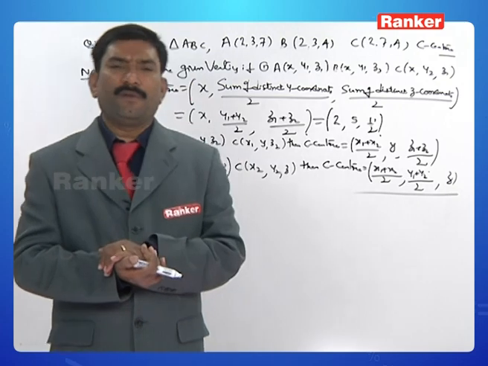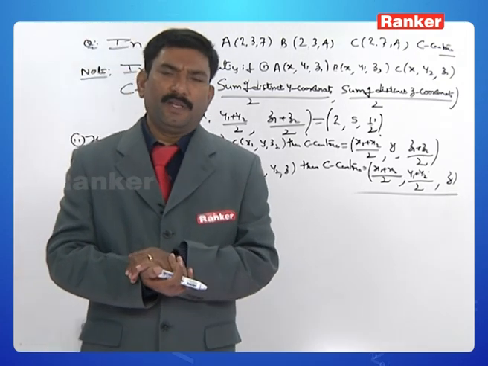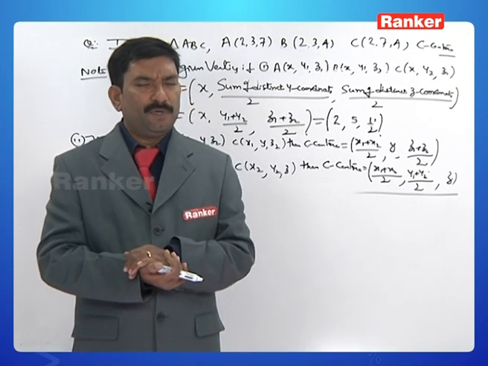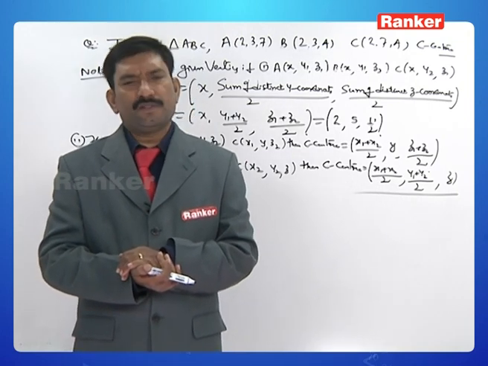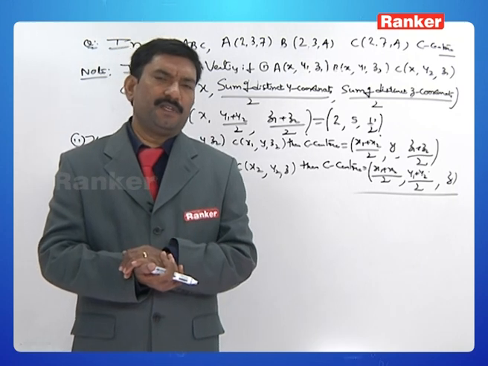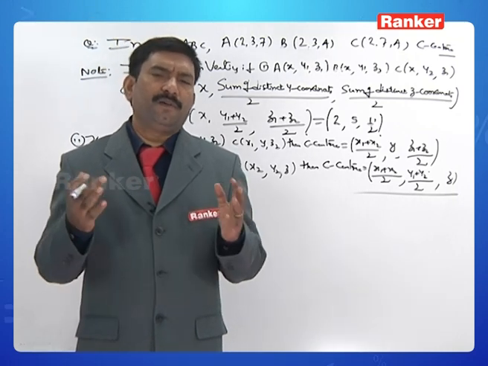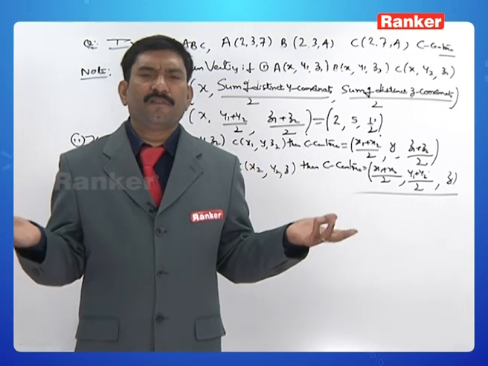Come on, find out AB bar, OB minus OA. Next, find the length, AB, modulus of AB bar. Next, BC bar, OC minus OB. Then modulus of BC bar. Next, CA bar, OA minus OC. Then length of CA bar. If the lengths of all the sides are equal, it's an equilateral triangle.